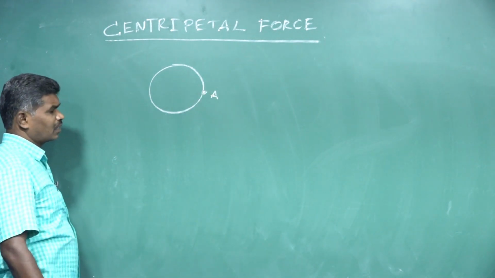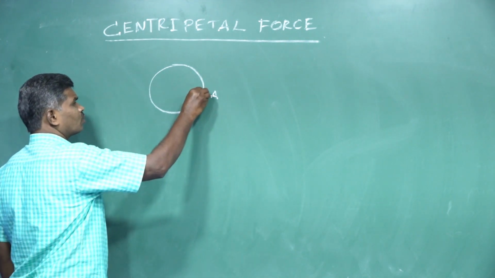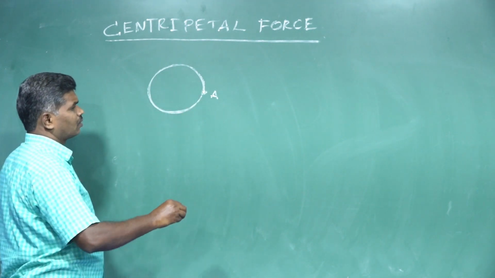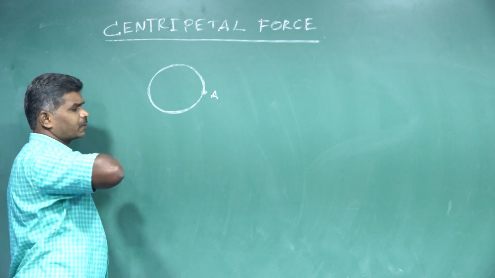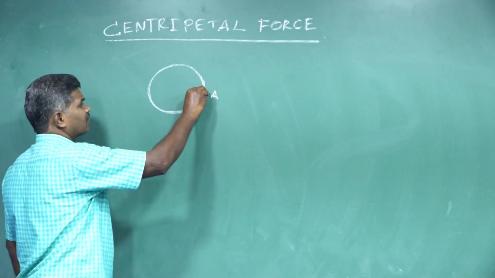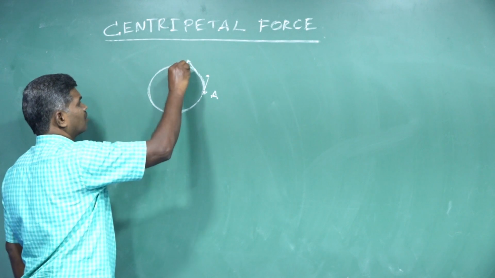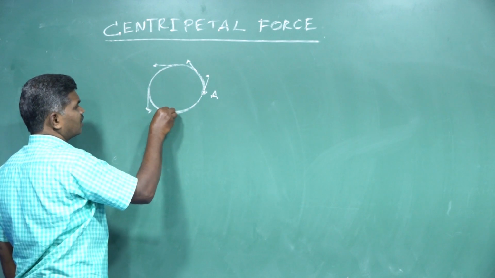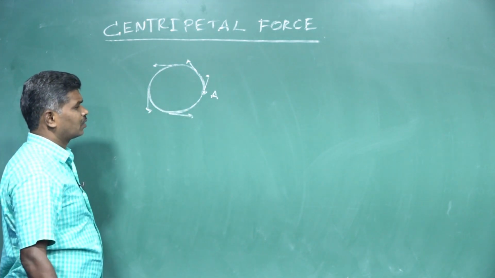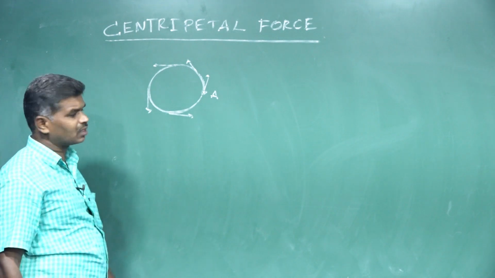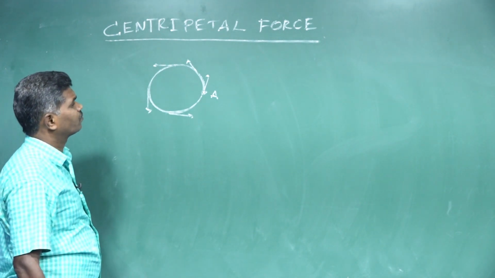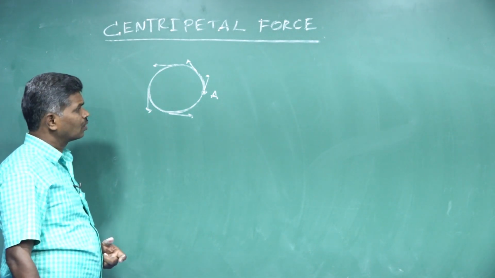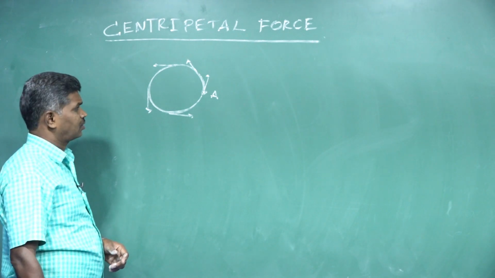One of the particles is named A. If it wants to continuously move in its circular path, at that movement in the circular path, its velocity direction changes from point to point. At any point, the velocity's direction is along the tangent. But from point to point, the direction of the velocity changes. Due to some force, the velocity's direction changes.